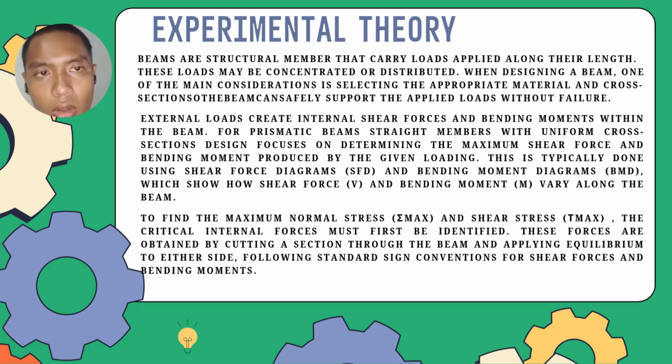For the stress and equilibrium, finally, to calculate the maximum normal stress and shear stress, we must identify the critical internal force. We do this by cutting a section through the beam and applying equilibrium equations to either side. By following standard sign convention, we can accurately determine the force that leads to the final stress calculation.